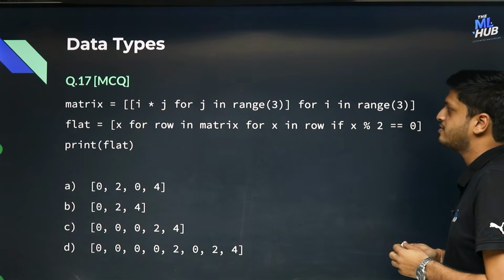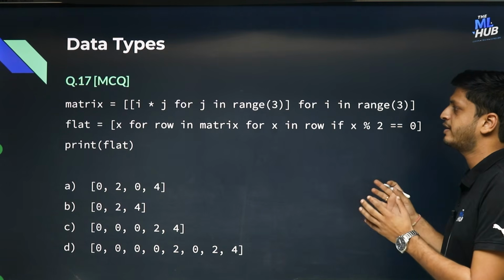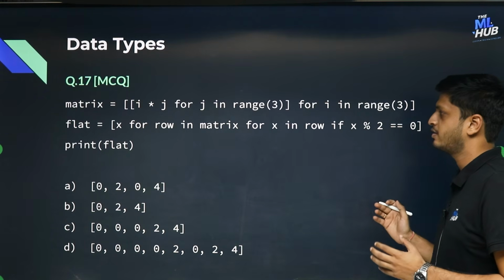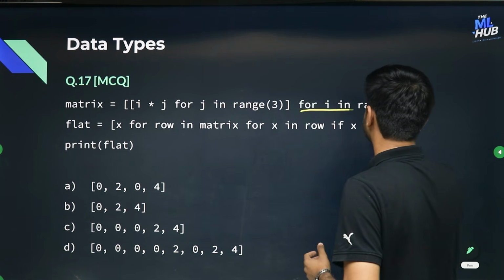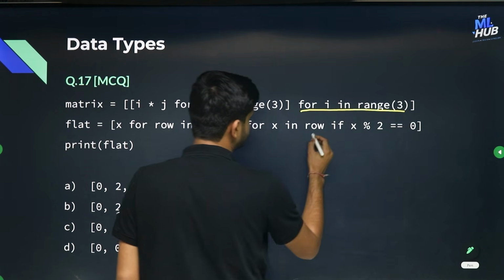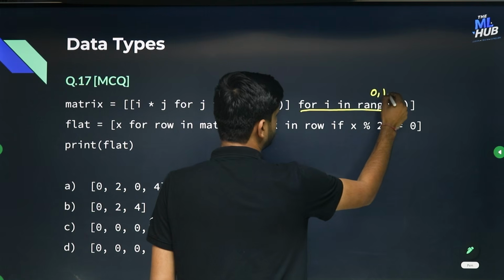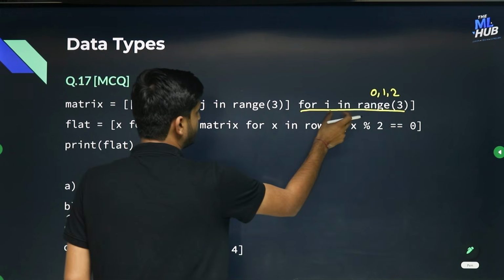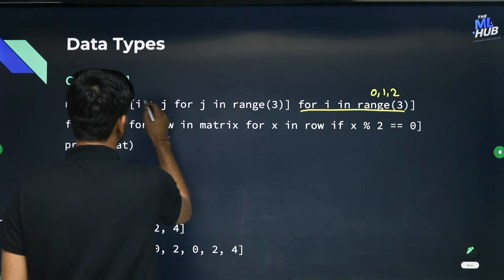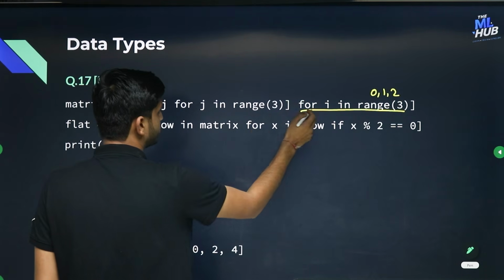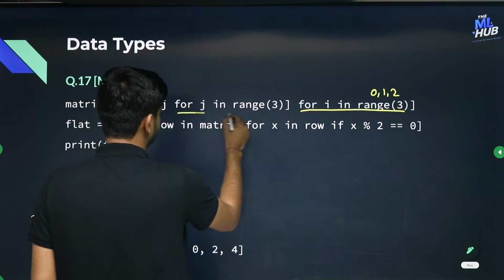Here we have a matrix which is a list of lists. So we have created it using list comprehension. This is the outer loop, for I in range 3. So I will take values 0, 1 and 2. And for every such value we are creating a list. So when I is 0 we are trying to create a list. So let's see the first list. So when I is 0, what will happen?